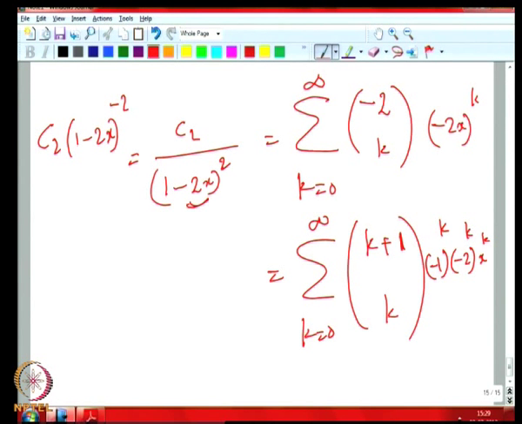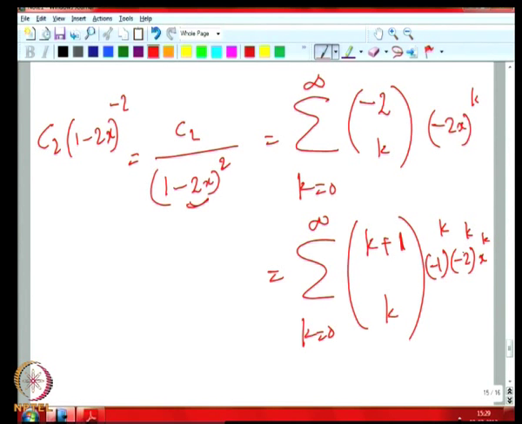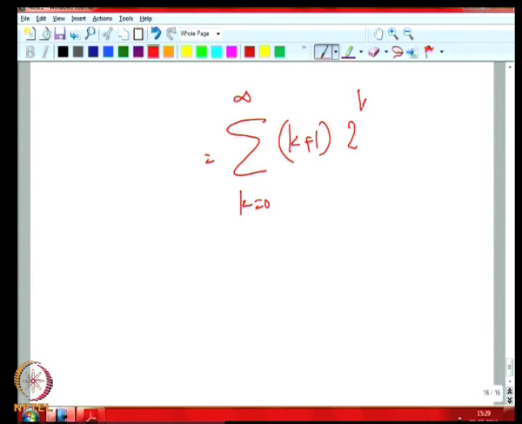We will just have k plus 1 choose k. So, this will look like the sum over k equal to 0 to infinity of k plus 1 choose k, which is just k plus 1, and here minus 1 raised to k is there, minus 1 raised to 2k will disappear, and then just 2 raised to k will be there, into x raised to k. So, the coefficient of x raised to n which is coming from this will be just n plus 1 into 2 raised to n.